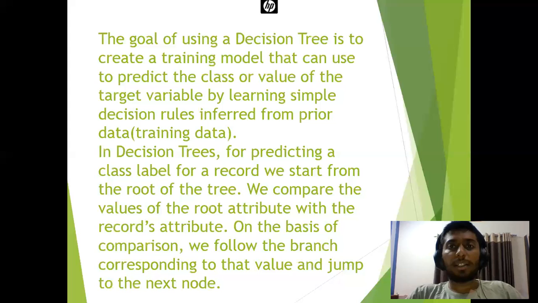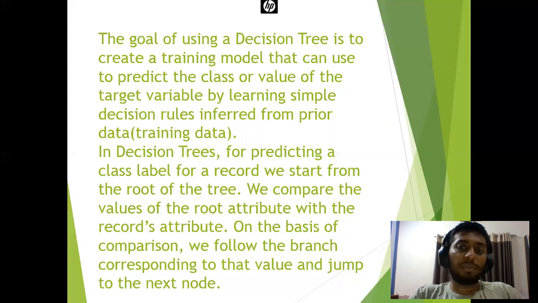The goal of using a decision tree is to create a training model that can be used to predict the class or value of the target variable by learning simple decision rules inferred from prior data. We have to use training data. With that training data, our decision tree or our algorithm trains itself for the values we will get.